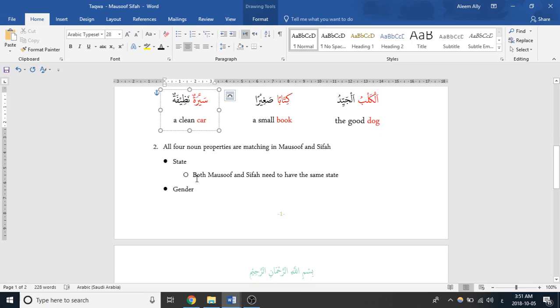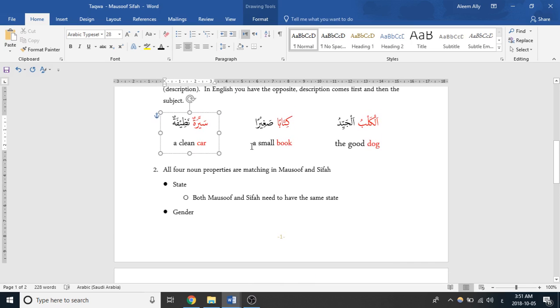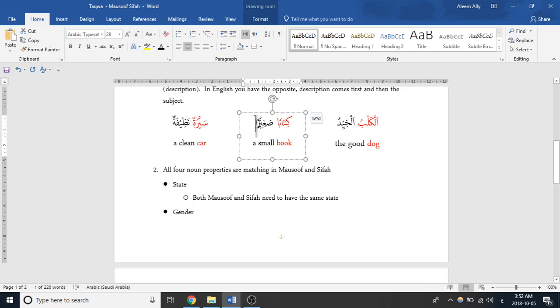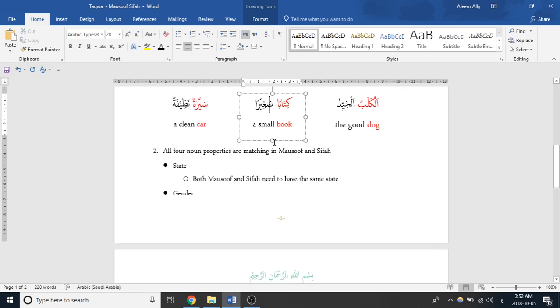All 4 noun properties have to match in order to know that you have a mawsuf sifa. If you look at this, we can tell that this word is indefinite because it has tanween. This word is indefinite because it has tanween. They're both masculine. There's no signs of femininity here. They're both singular. We don't have anything obstructing the middle, nor anything added onto the end of it, like an una, an ani, an ina, none of that. And finally, they both share the same status, which is nasb, and we can tell that because of the fathas on the end. So the 4 properties match, and because of that, we have mawsuf sifa.